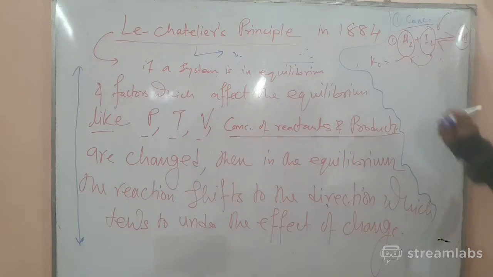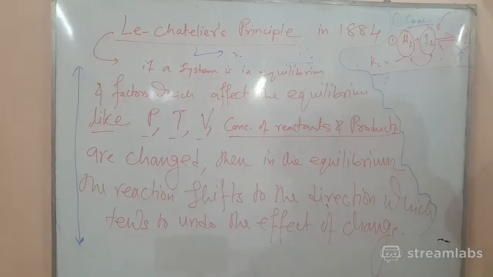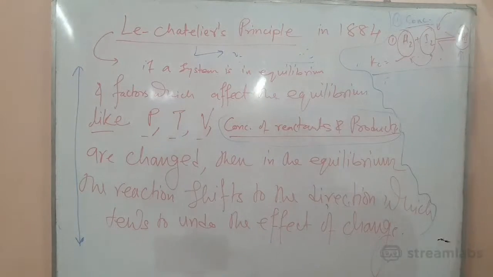Second. Second is here only. If you increase HI, then what will happen? It will shift towards the backward direction. You understood why? This is absolutely clear. There is no problem in understanding that. Let me take the example, concentration of reactants and products. So we understood this one.